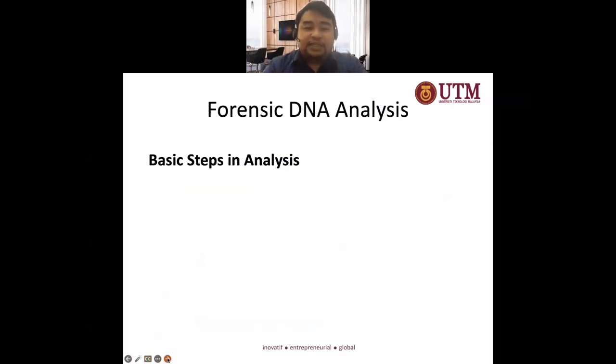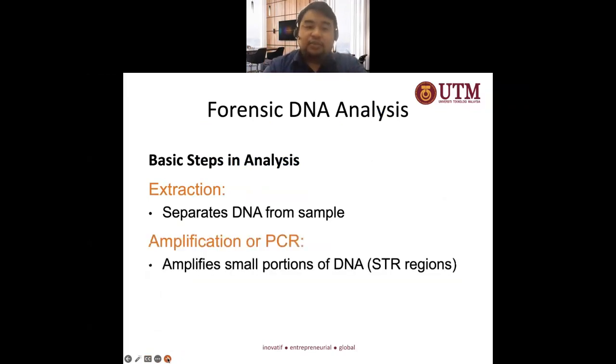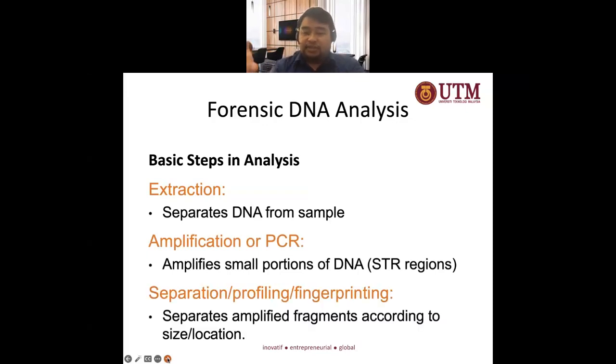So what are the basic steps in DNA analysis? Of course, we have extraction, where we separate DNA from our sample, and then we amplify it. This is the one I mentioned, amplifying using PCR, polymerase chain reaction. And then after that we have separation, profiling, and fingerprinting.